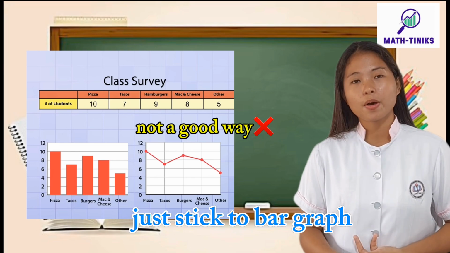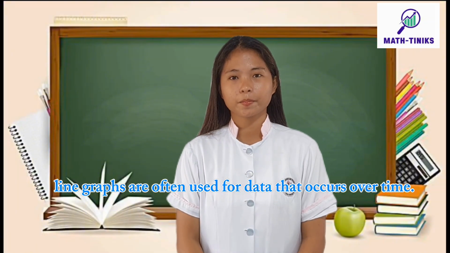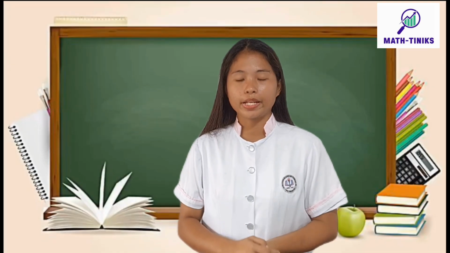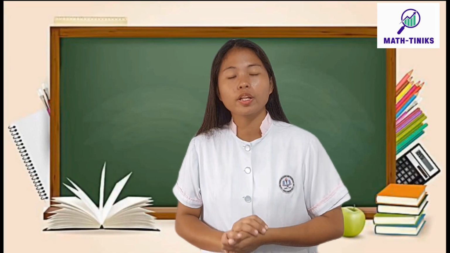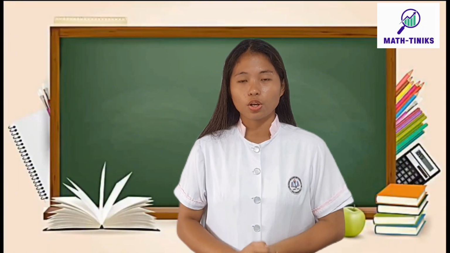That's why line graphs are often used for data that occurs over time. Time forms a natural sequence where trend lines make sense, and there are always possible values in between, whatever time intervals are used on the graph.